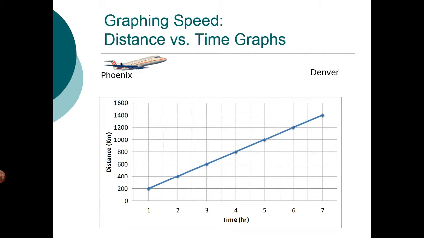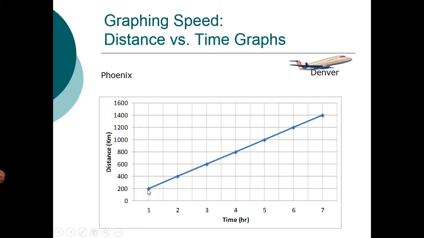Now let's look at how to graph speed. To graph speed, you use a graph called a distance-time graph. Notice that the distance is on the y-axis and time is on the x-axis. For this graph, the distance is being measured in kilometers and the time is being measured in hours. This is the graph of a plane flight from Phoenix to Denver. So in this case, we can assume that the graph starts at 0.